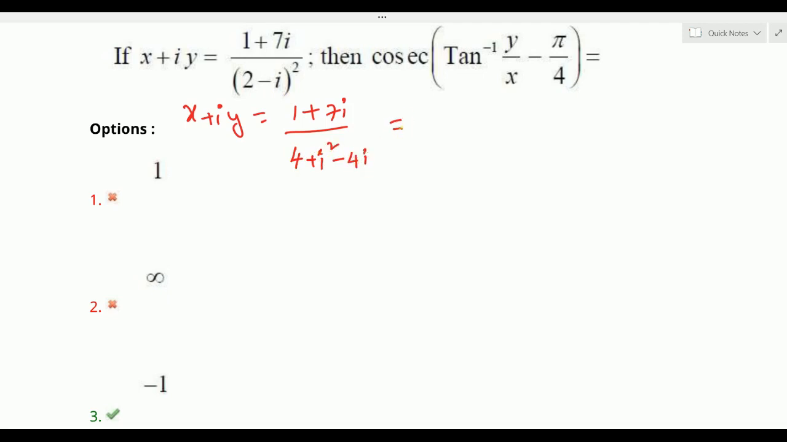Now next, 1 plus 7i divided by i square into minus 1, therefore 4 minus 1 minus 4i. 4 minus 1 is 3, that is 1 plus 7i by 3 minus 4i. Yes, what is the denominator? 3 minus 4i. To find out the a plus ib, x plus iy result, the x and y values, you have to conjugate it.